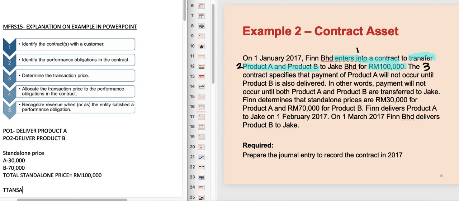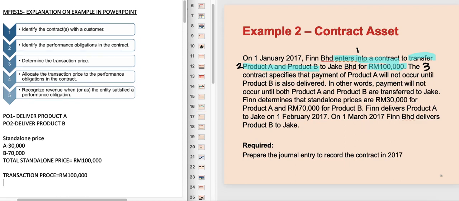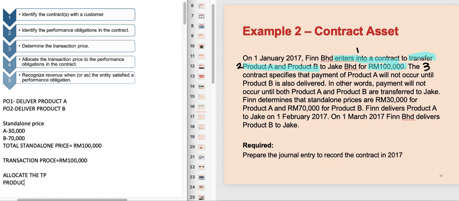Again, the transaction price. Okay, the transaction price is RM 100,000 here. So when you allocate the transaction price to product A, that will be standalone price for A divided by the total standalone price times the transaction price. Of course, it will be 30,000. Okay, and for product B will be standalone of product B divided by the total standalone times the transaction price. So you will have 70,000.